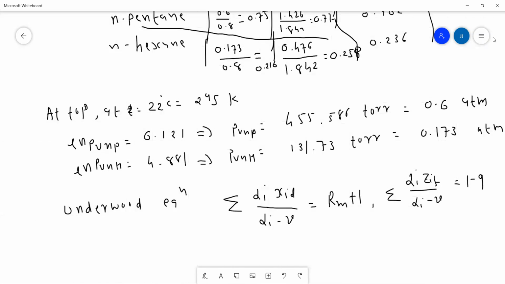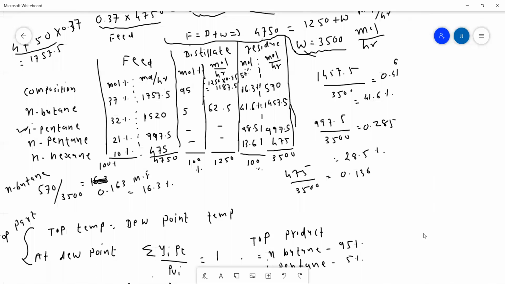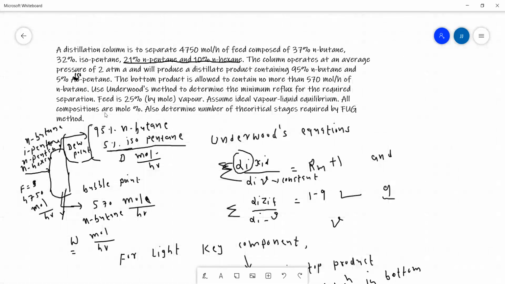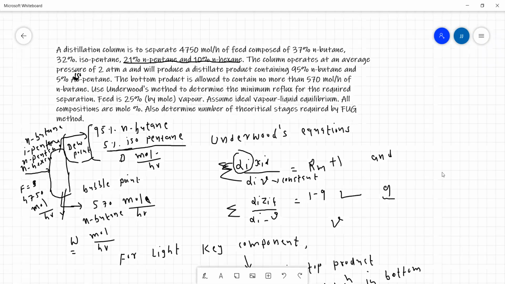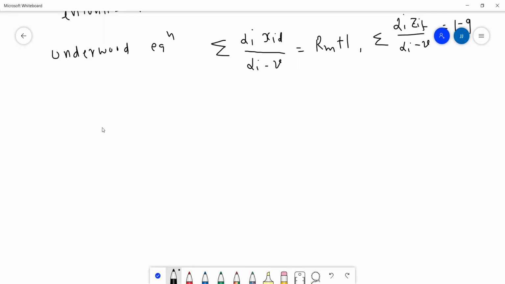Now in the problem statement it is mentioned that the feed mixture contains 25% vapor. So q is equal to, we know the equation of q, Hg minus Hf, enthalpy of vapor minus enthalpy of feed, divided by the latent heat of vaporization, or we can also write enthalpy of vapor minus enthalpy of liquid.